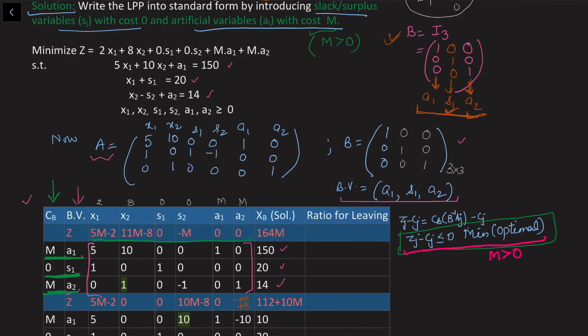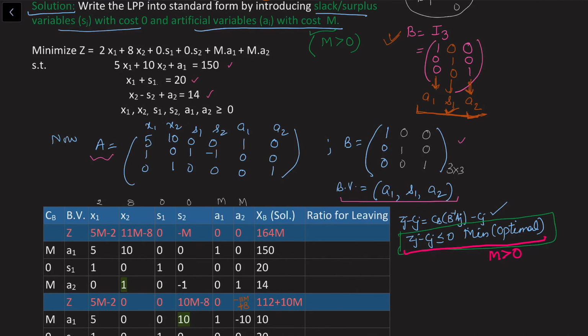So we multiply the corresponding entries to get the Zj minus Cj. We take the first set of scalars and multiply by the Cb vector: 5 into M plus 1 into 0 plus 0 into M, that is 5M, minus the cost of x1, that is 5M minus 2. This is how we calculated Zj minus Cj. Similarly, you multiply with the second set of scalars, 10, 0, 1, by the Cb vector: 10 into M plus 0 into 0 plus 1 into M, minus 8. That gives me 11M minus 8. Repeat the process to calculate all the Zj minus Cj.